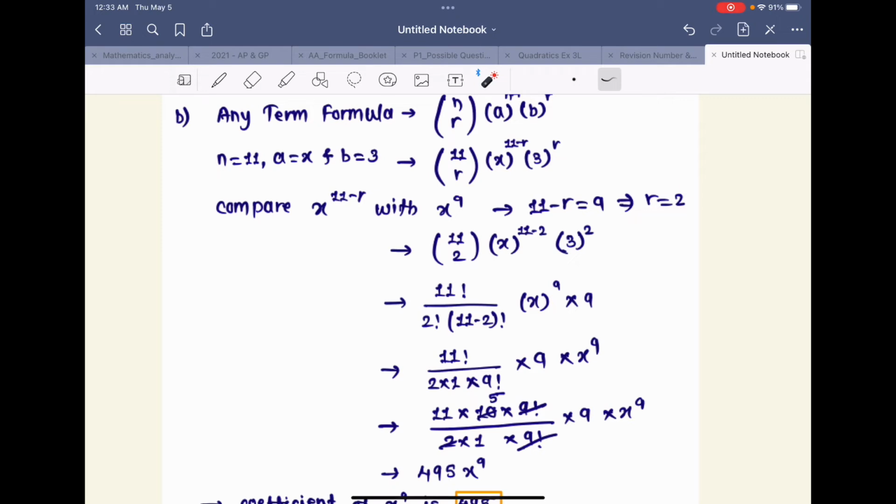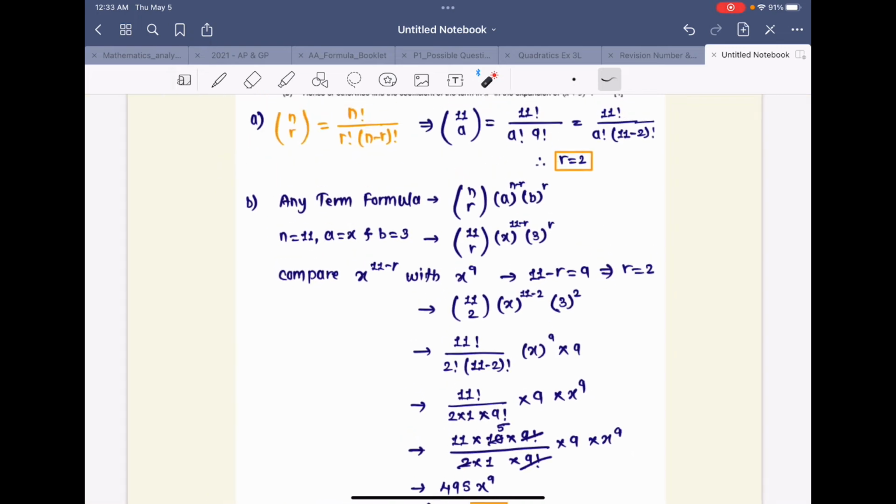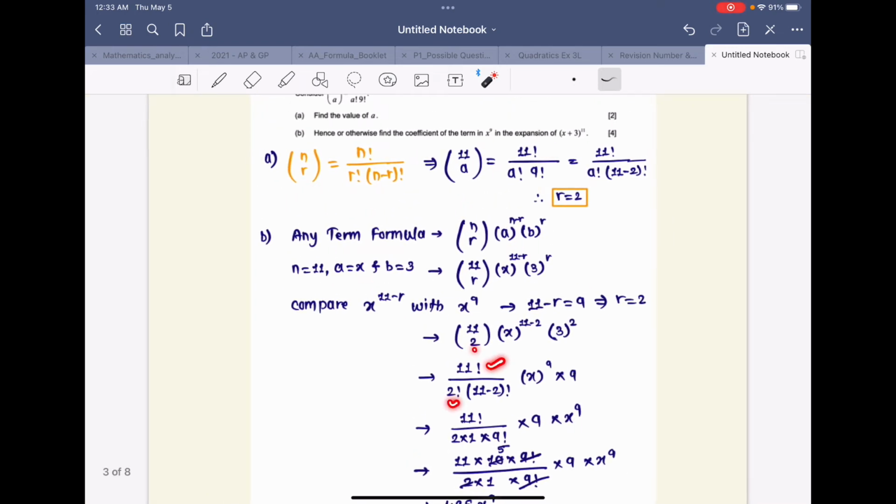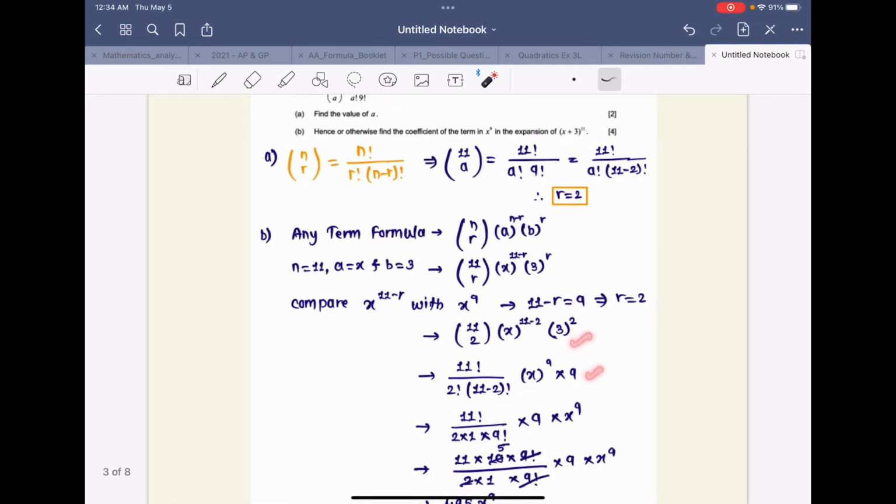I'm substituting this r value into the given expression. So 11C2 x raised to 11 minus 2 times 3 raised to 2. I'm using the same formula of nCr, 11 factorial over 2 factorial times 11 minus 2 factorial. x raised to 11 minus 2 is x raised to 9 and 3 raised to 2 is basically 9.